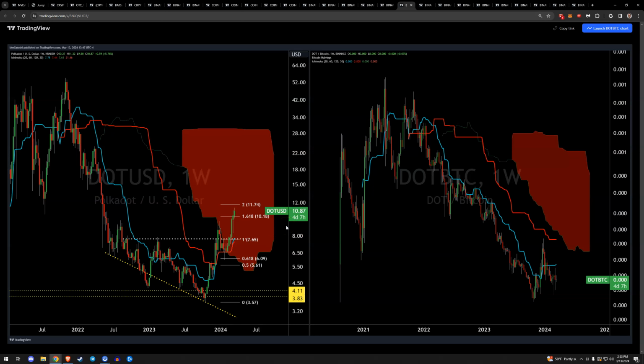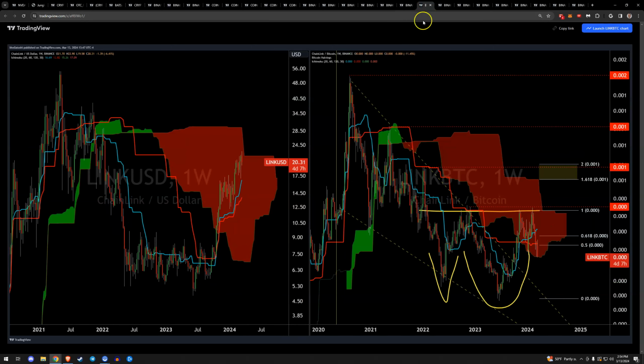So it's a tough call what you do with these because, yes, there is a potential for, let's call it a 2.5x from here on the USD pair, but the BTC pair does not look super confident that it's going to hold this level. So it's hard to, some people don't care about the right side of this chart at all. Okay, I get it. I do. So that's why we look at it. But the USD pair looks fine.